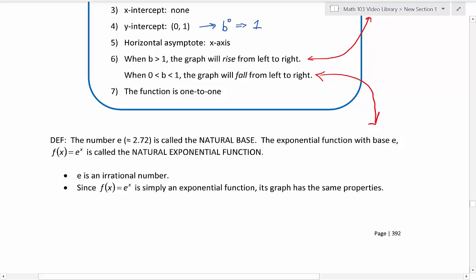This is such a popular function that you even have an e to the x button on your calculator. As I mentioned, e is an irrational number, which means it's a decimal that goes on forever, which is why we approximate it to be 2.72. And since f of x equals e to the x is simply an exponential function, all the properties that we discussed for exponential functions apply to the natural exponential function as well.